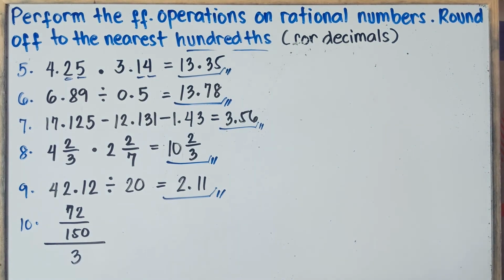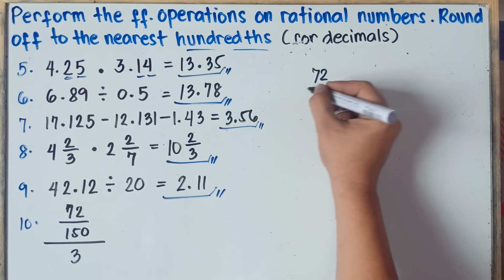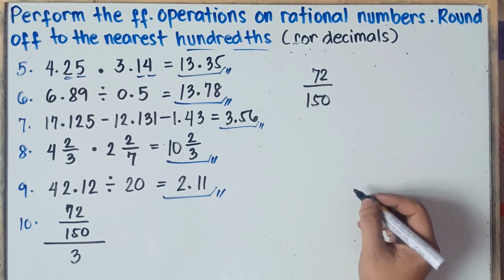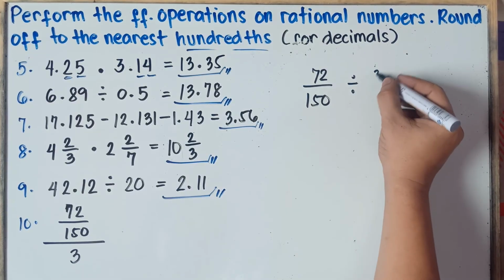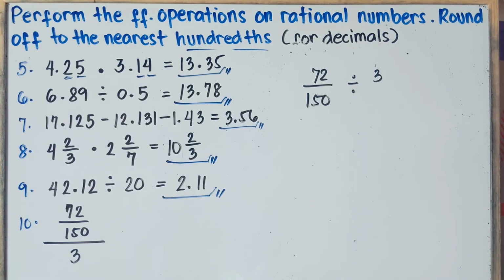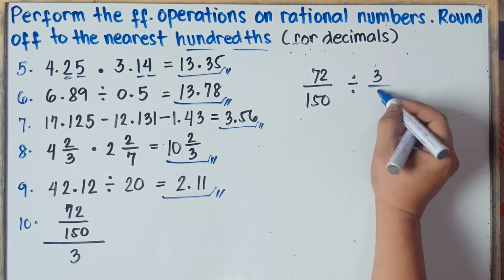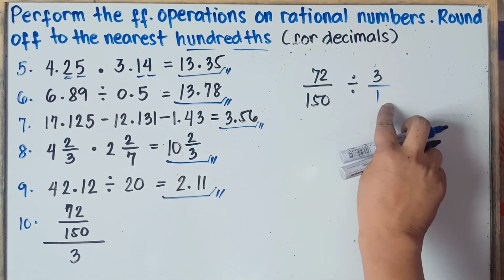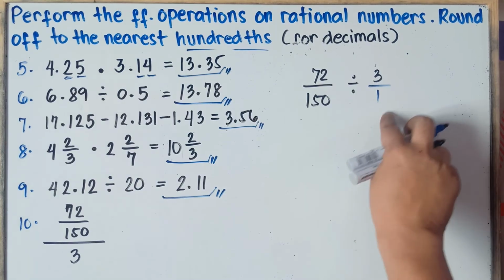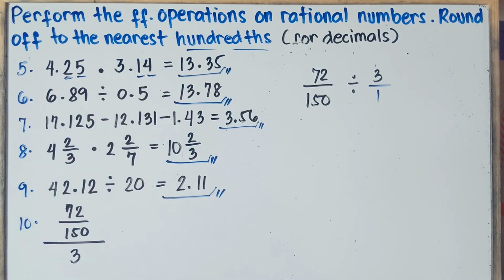Alright, last example. Example number 10, 72 over 150 divided by 3. Once again, class, for any whole number, there is a denominator of 1. So we can put 3 over 1. That's okay. If you're dividing fractions, you cannot divide the fractions directly. You need to get the reciprocal of the divisor. Then you will proceed to multiplication.